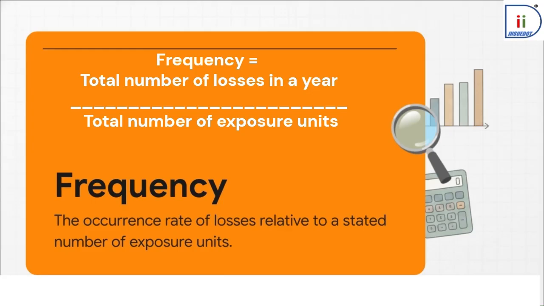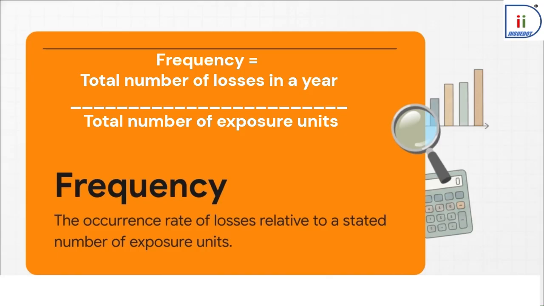For example, if a single group policy covers 2,000 workers, your exposure units are 2,000, not 1. So exposure units could be individual lives, cars, houses, industrial plants, you name it. Frequency looks at the aggregate number of losses that pop up from a given volume of those units over a set time, usually a year. Basically, frequency just answers the question, how often are these losses going to happen?